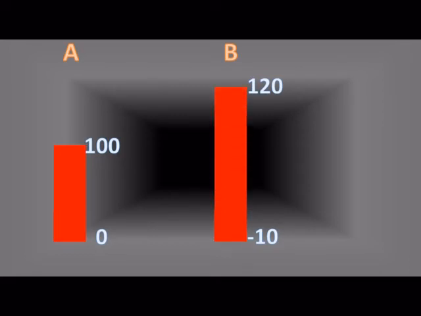On the other hand, thermometer B can measure from minus 10 to 120. So 120 minus minus 10 is 130. Thermometer B has a range of 130. Hence, thermometer B has the higher range. An ideal thermometer is supposed to have infinite range.